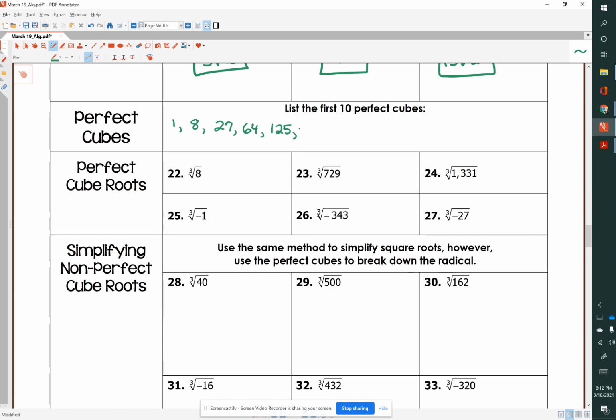6 times 6 times 6 is 216. 7 times 7 times 7 is 343.